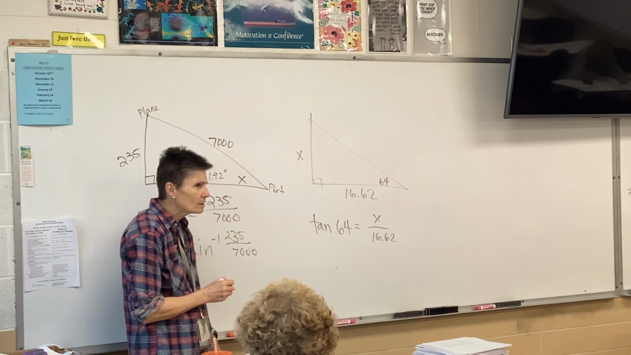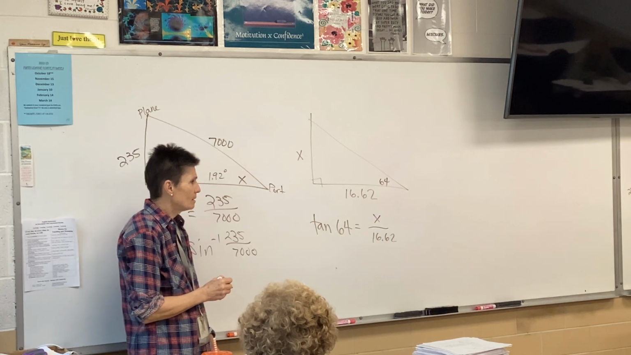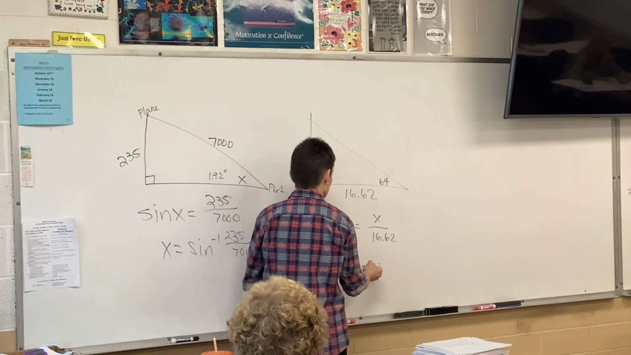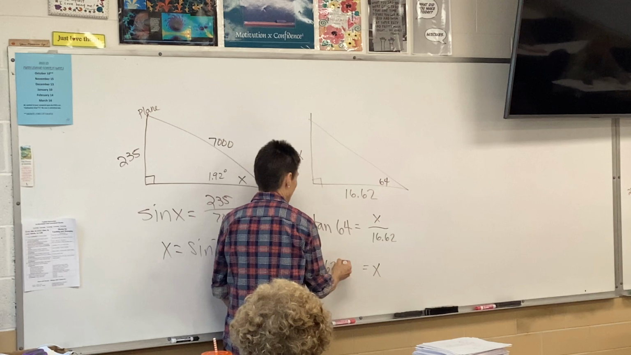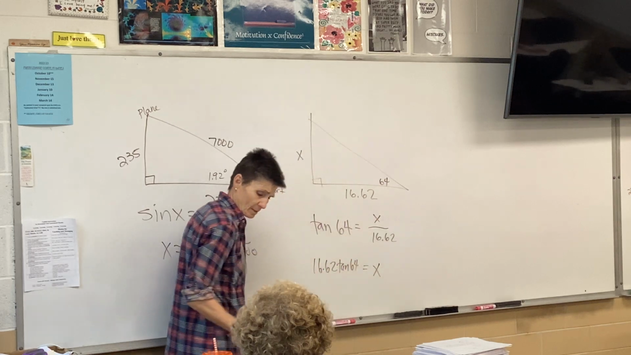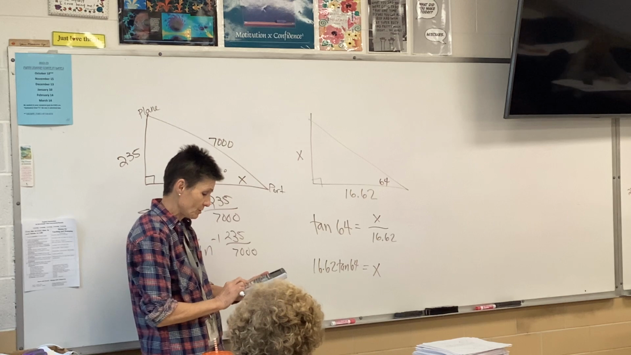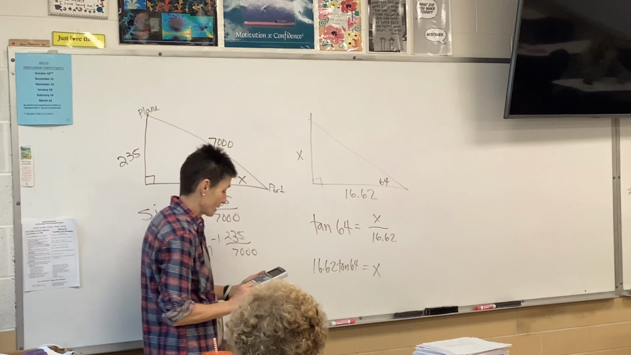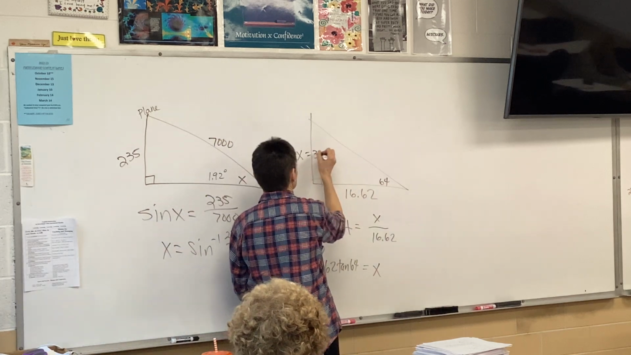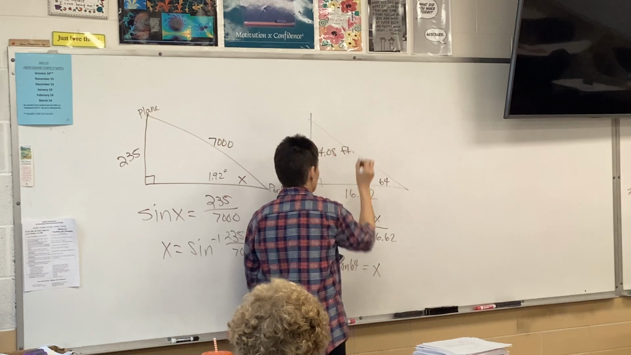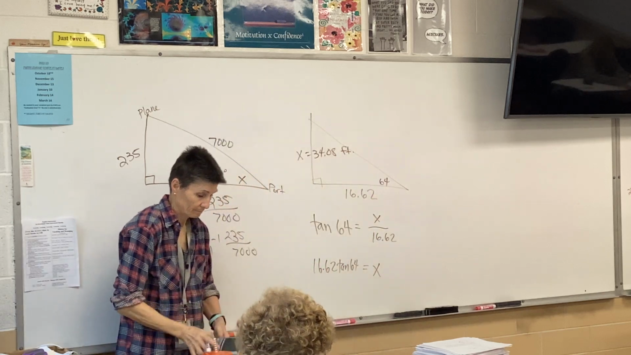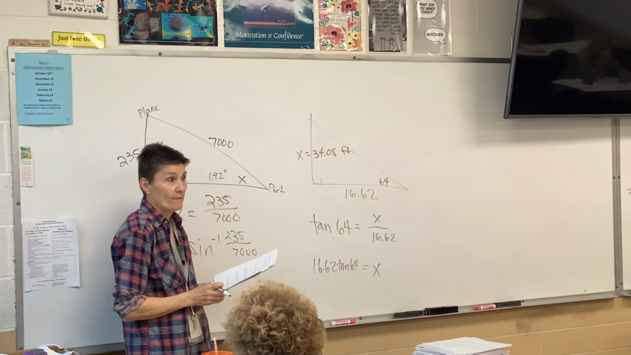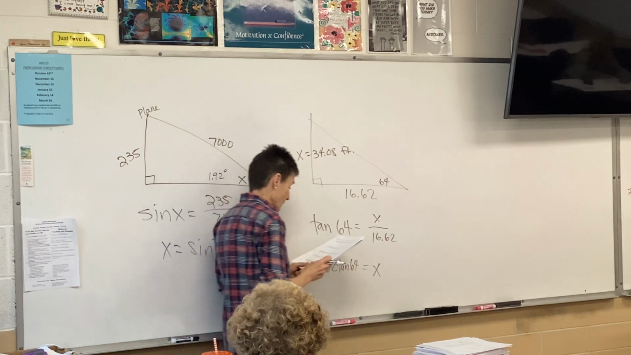Guys, what's your answer? Well, how do I solve this equation? Multiply by 16.62. Don't do anything else, that's all you have to do: 16.62 tan 64, 34.08. Good on that one? Alright, one more.